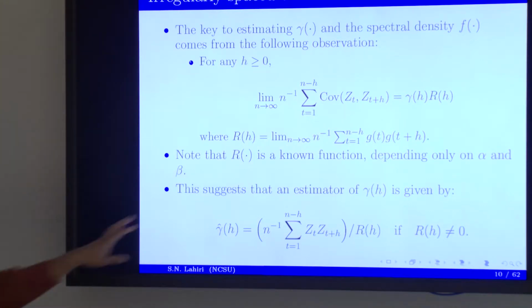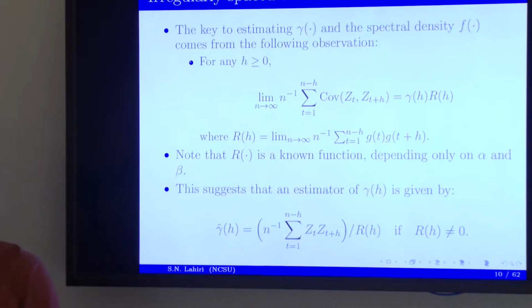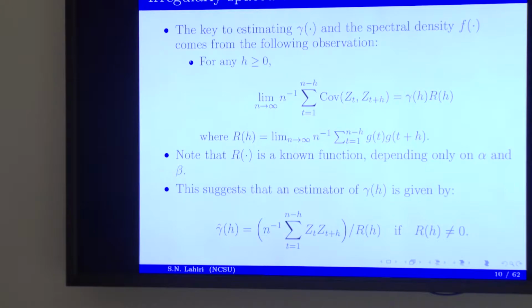r(h) is again some kind of generalized autocorrelation. Whether r(h) is 0 depends on the size of alpha and beta, I guess. Exactly. So in the case when r(h) is non-zero, this is something that you can do. And r(h) always exists? For that function, yes, it does.